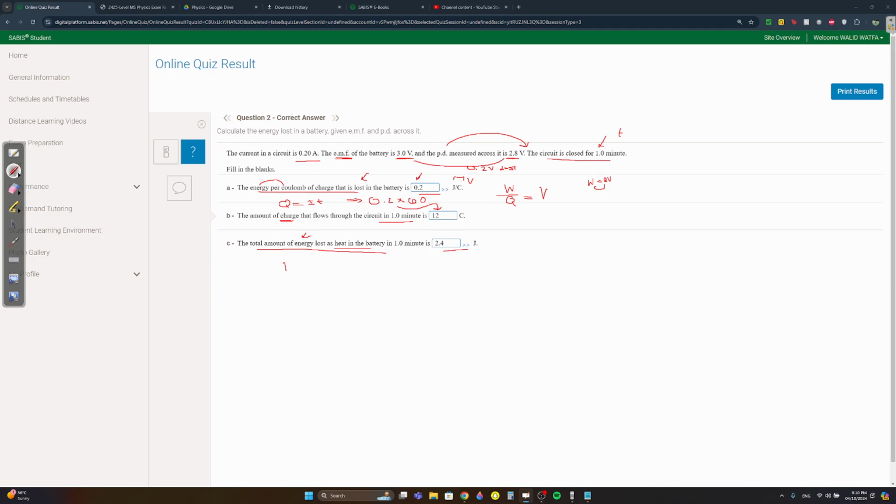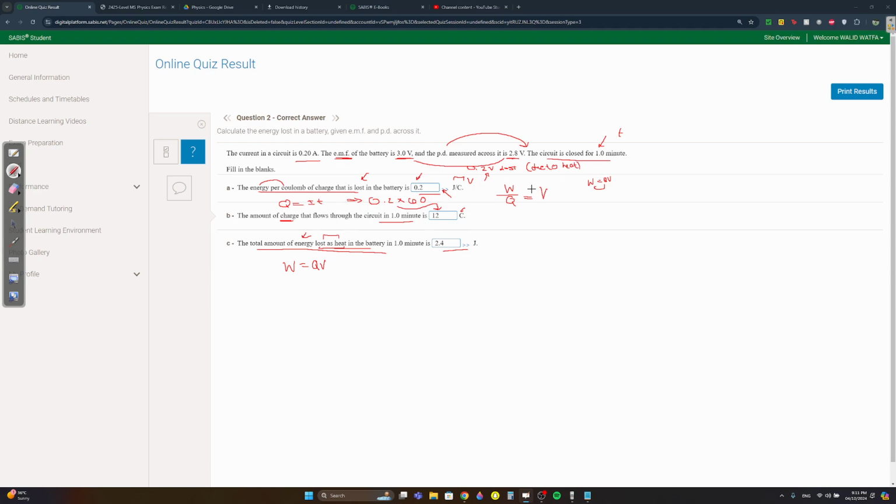Energy is equal to QV, right? If you have power, then it's power times time. But we don't have power, we have a charge and we have the voltage. We want the energy that's lost as heat. We lost 0.2 volts, and when you lose volts it's usually due to heat.